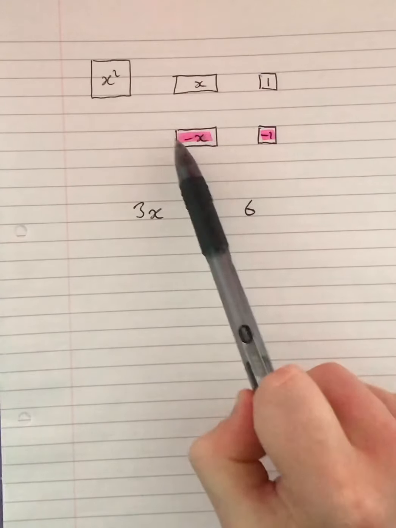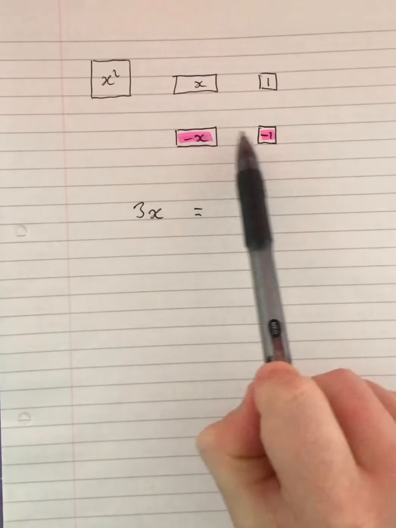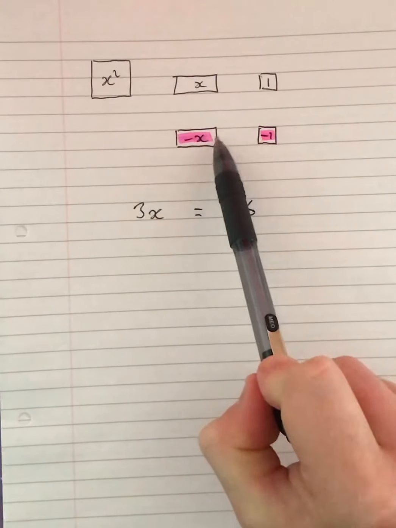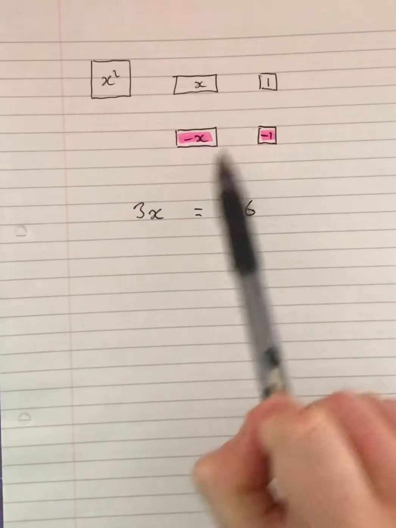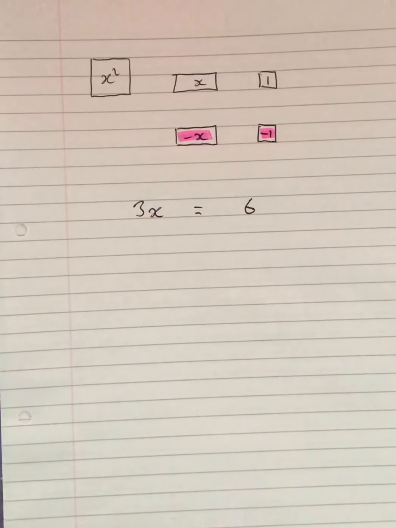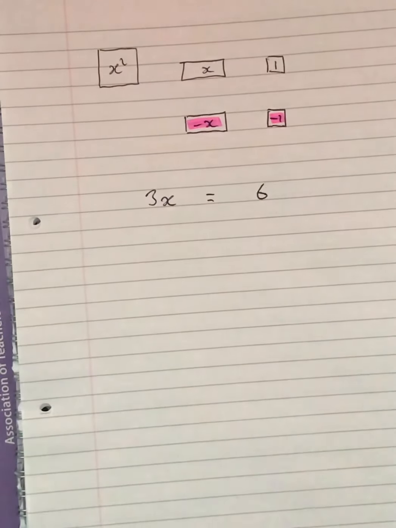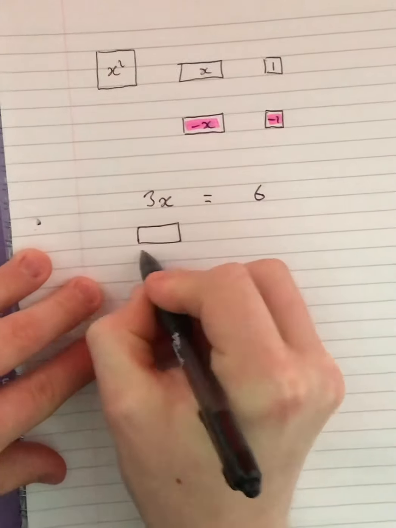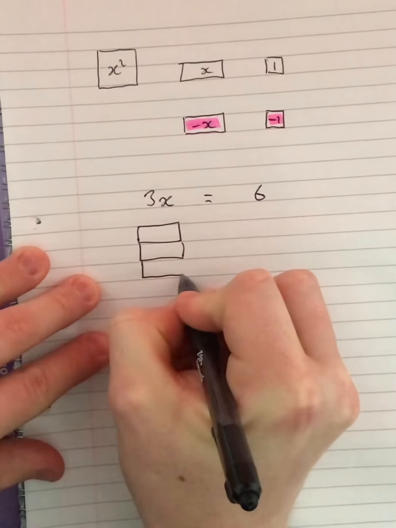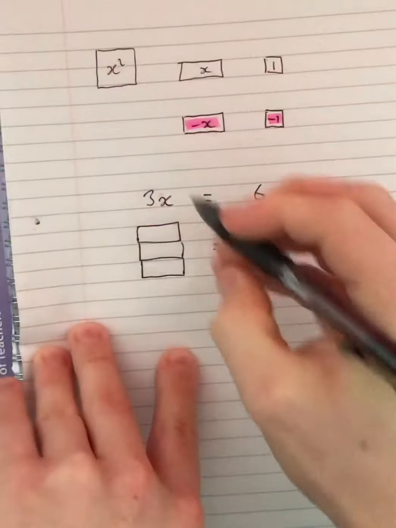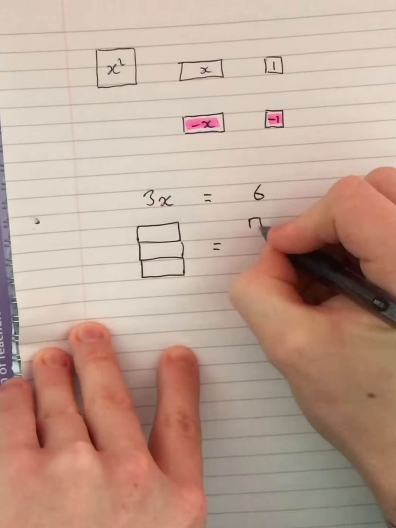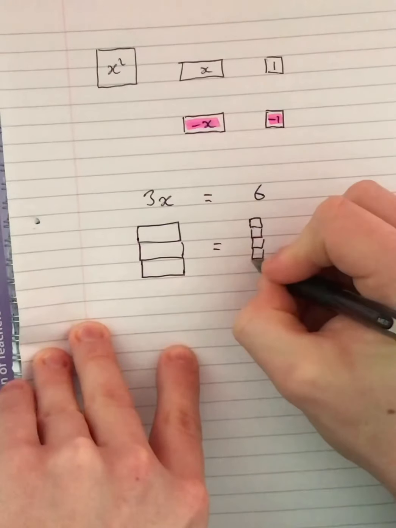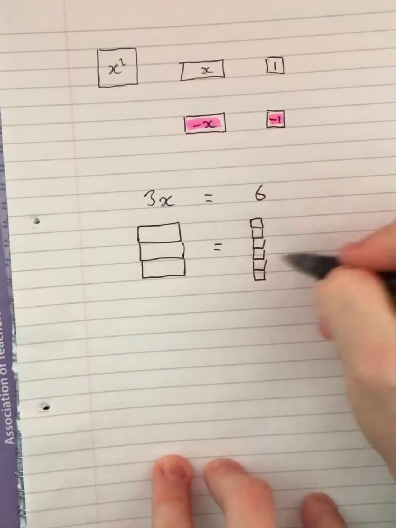Now, if we had them in red, I don't have a red with me, so I've used pink for this, but if we had them in red, or pink in this case, it meant that we had the negative of them. It meant that we were subtracting them. Now, if we've got 3x is equal to 6, and we're not sure what to do with that, we can start off by representing it as a diagram. So we've got 3x, we've got 3 of our rectangles is equal to 6. So we've got 6 of those little unit squares.